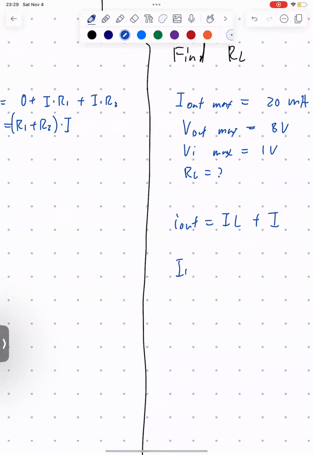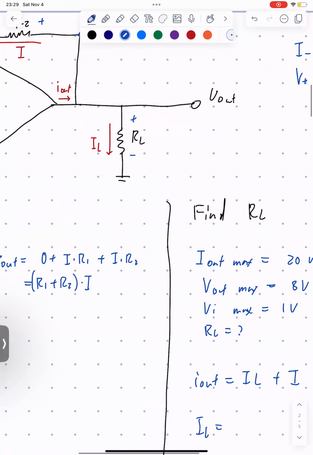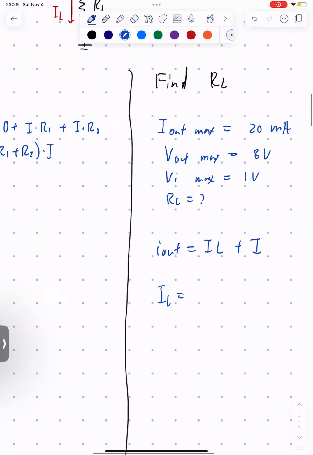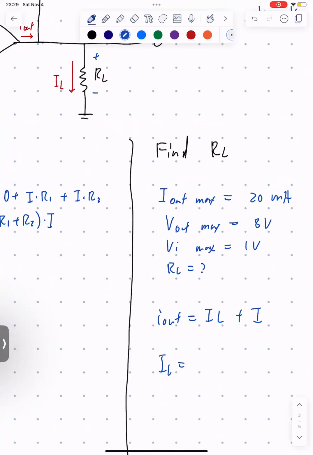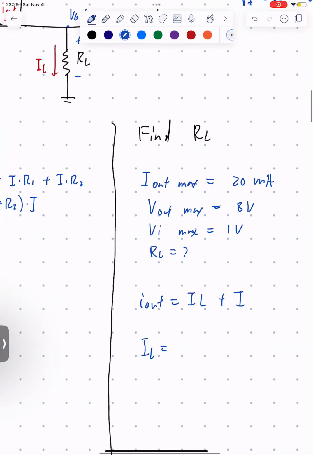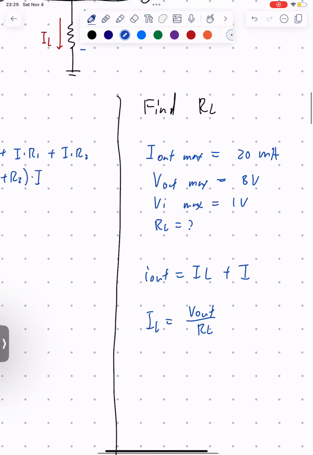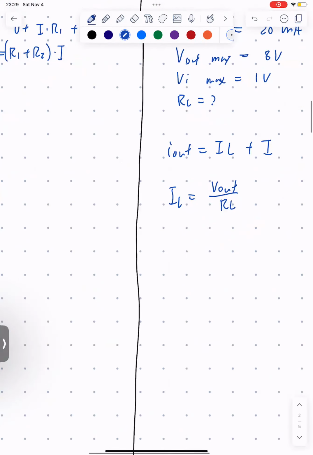Let's do IL first. IL is very simple. Since we know V out is over here, with just standard Ohm's law, IL is equal to V out divided by RL. So that's our first part. Now we want to find one that expresses I.